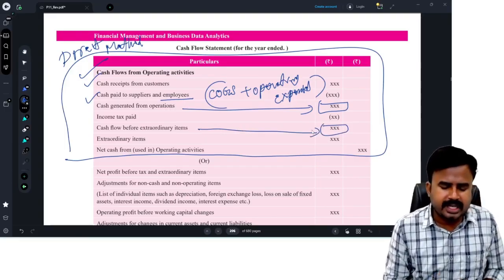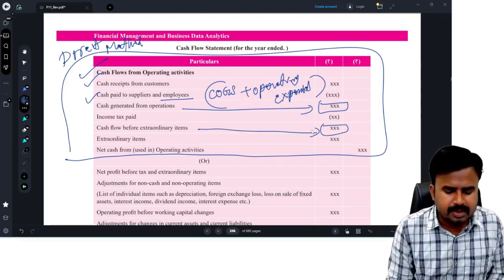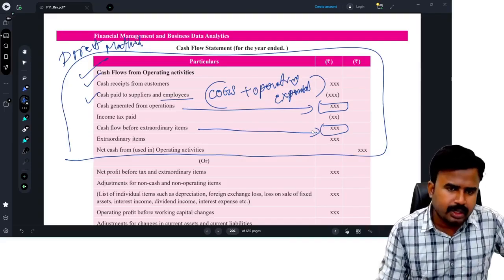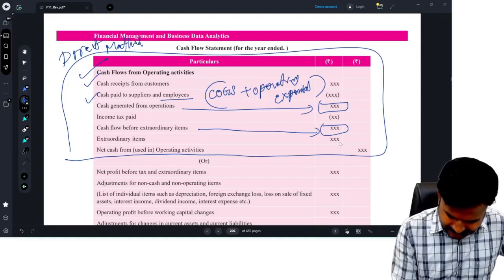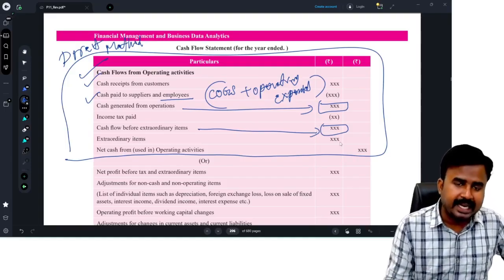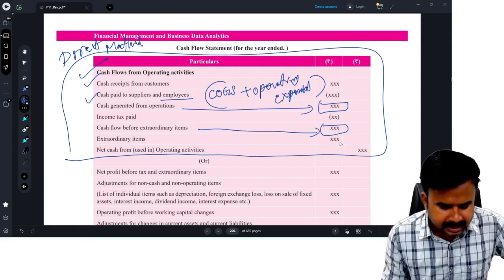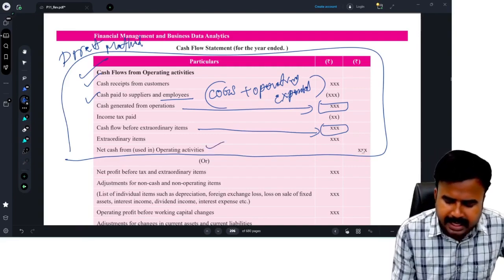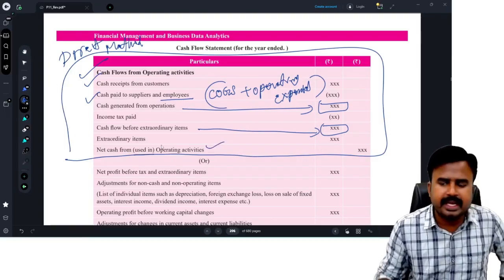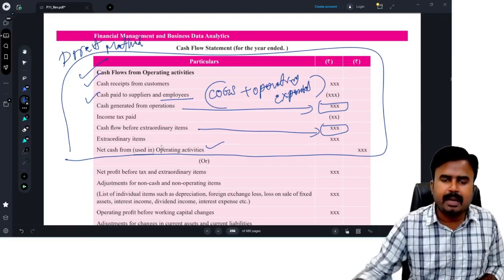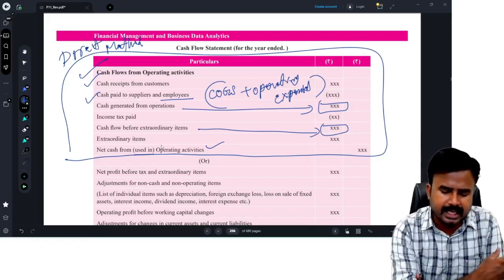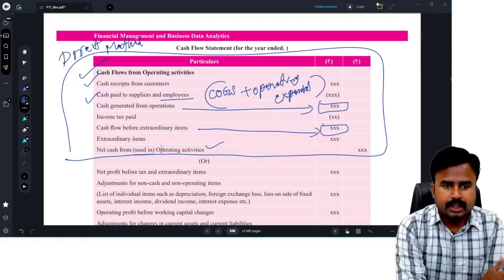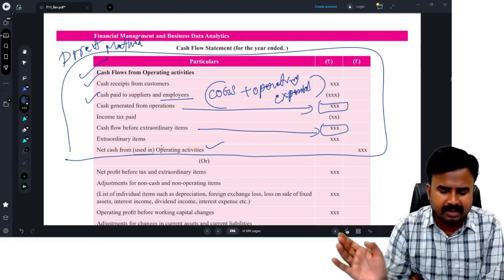Then adjust your extraordinary items. Extraordinary items may be a receipt or payment. So some of the extraordinary items can be found in some of the problems. So if such extraordinary item is a receipt, add it. If it is a deduction, just deduct it. Then finally you'll get what? Net cash flows from operating activities or net cash used in operating activities. Why? Because sometimes the balance can be positive or sometimes the balance can be negative. If you get positive, you're generating cash from operating activities. If it is negative, the cash has been used in this operating activities. Okay.